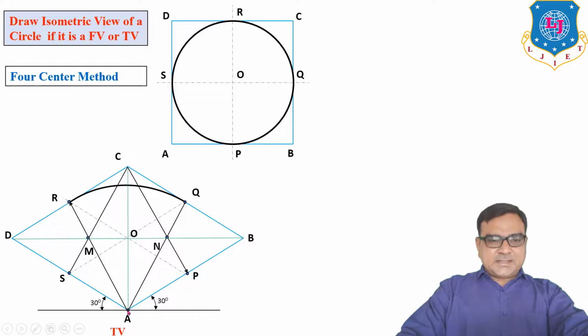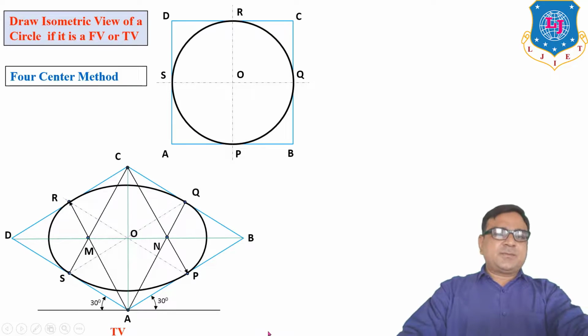Now take A as center, AR radius, draw an arc from R to Q. C center, CP radius, draw an arc from P to S. M center, MR radius, draw an arc from S to R. And N center, NQ radius, draw an arc from Q to P. So this is an isometric circle in top view.